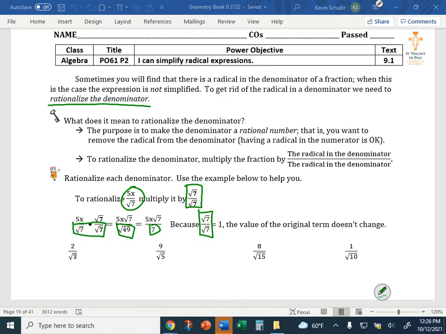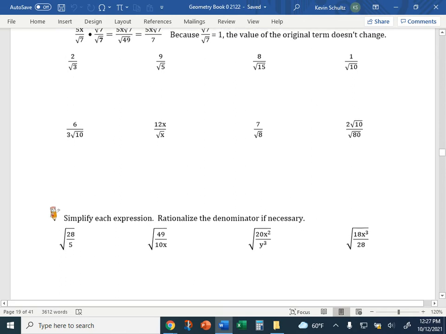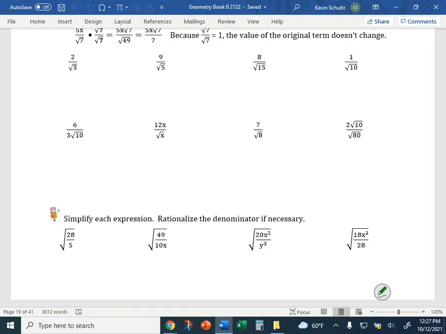Okay? That's all there is to it. It looks more complicated than it actually is. But if you think about what multiplying by that root does, and the fact that you're multiplying essentially by 1, okay, it tends to make a little more sense. So we've got 2 over root 3. What are we going to multiply this fraction by to rationalize, to eliminate that root 3 from the denominator?